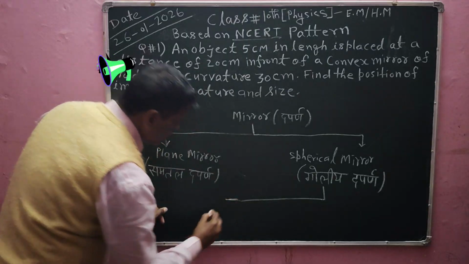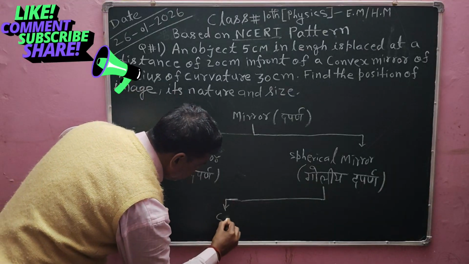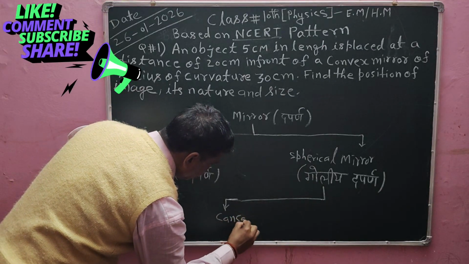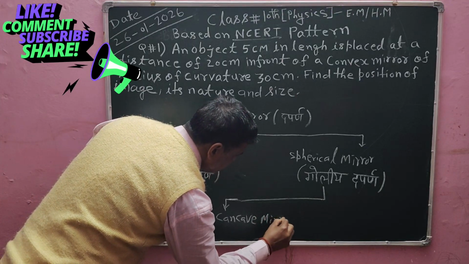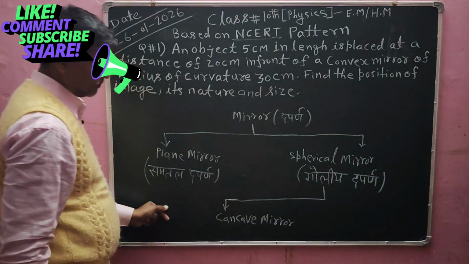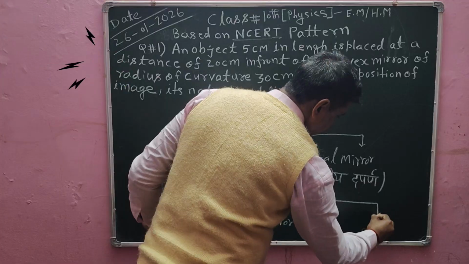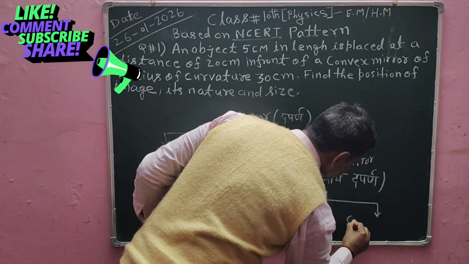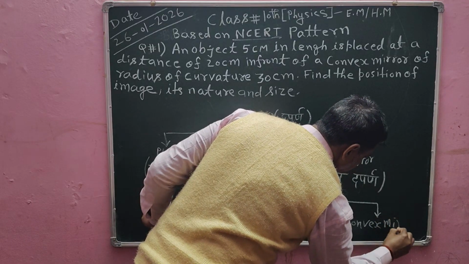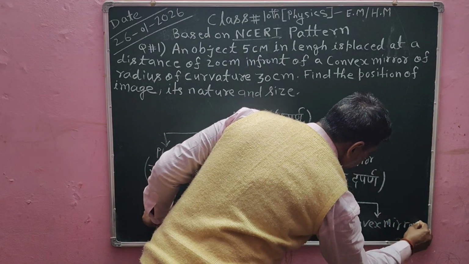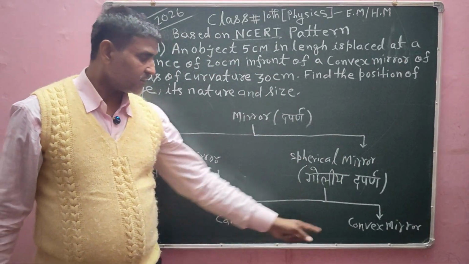So one mirror I have to tell is the concave mirror. This is the concave mirror. And second is the convex mirror. First is the concave mirror and second is the convex mirror.